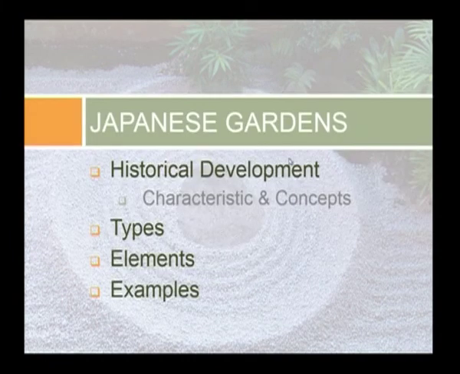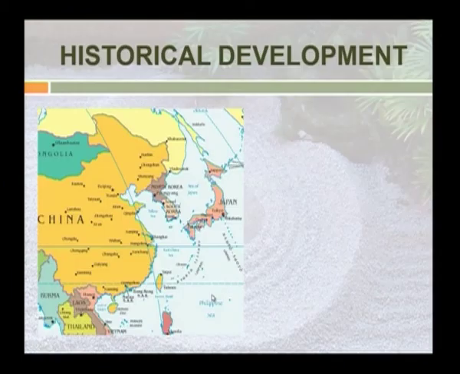In this lecture, we will discuss about Japanese gardens. Under Japanese garden, we will be discussing the historical development of gardens, where we will be discussing about the evolution of characteristics and different concepts of garden design. Then we will discuss about different types of Japanese gardens and the important elements in the Japanese gardens, and then we will look at few examples.